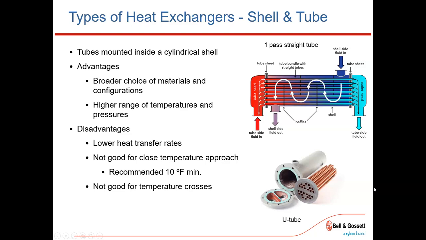Additional disadvantages, or points when you would try to avoid them, is if your intended purpose is to have an approach temperature that would be less than 10 degrees. And we're going to get into approach in a moment, and I'm going to repeat these a couple of times. Additionally, it's not good for a temperature cross. And so we'll break those down.